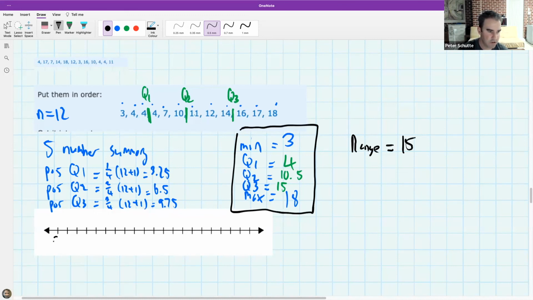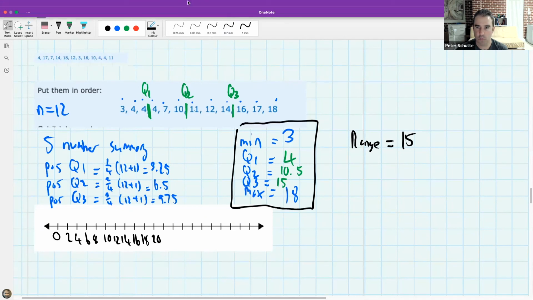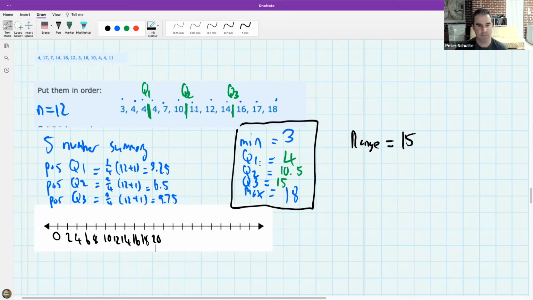So I'll start here with 0, 2, 4, 6, 8, 10, 12, 14, 16, 18, 20, and I'm already far enough up. If I had more time, I would have gone up in ones, but as long as your scale is consistent, it's fine. So now I want you to draw your box and whisker plot that goes with your number line. And I want to give you a bit more time to do that.